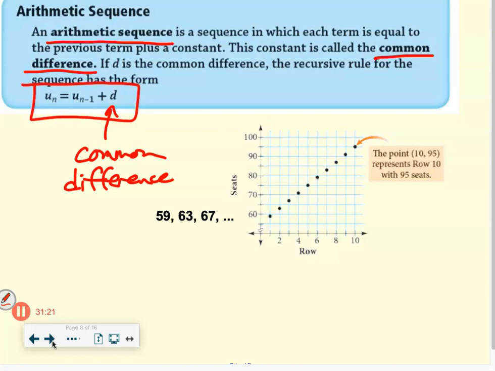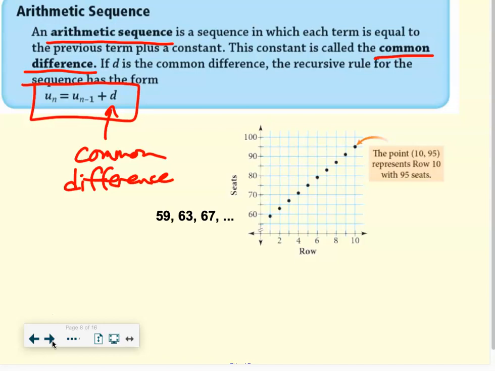If you look at the graph of an arithmetic sequence, this is actually the graph of our concert hall question. We aren't going to be graphing sequences today, but you will be. Graphing sequences is actually kind of fun because all you have to do is plot points. You never connect the dots. A sequence is a distinct list of numbers: the first term, the second term, the third term. It's not like there's a whole bunch of stuff in between.